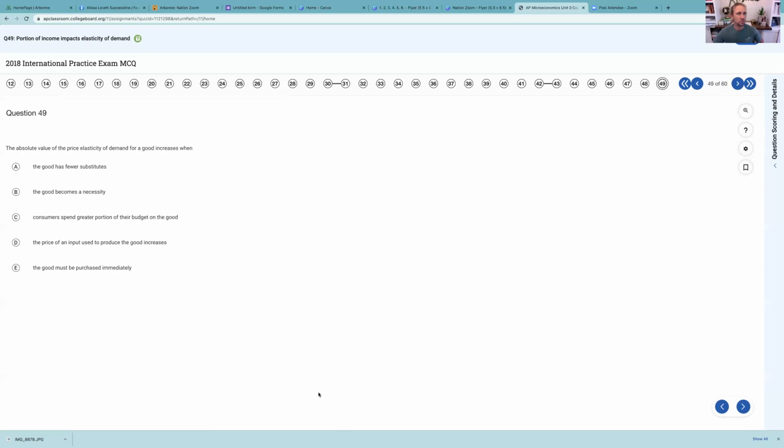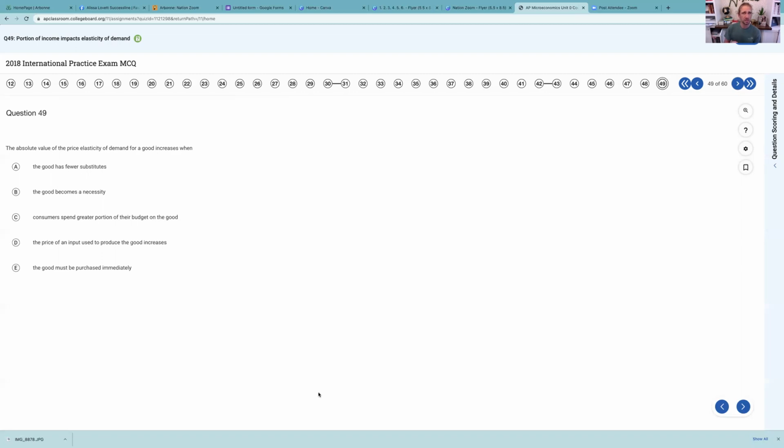49, the absolute value of the price elasticity of demand for a good increases when what? So elasticity, that's the coefficient test. With elasticity of demand, we always take absolute value because the way you calculate it is the percent change in the quantity demanded over the percent change in price. There's an inverse relationship between the change in quantity demanded and the change in price. Therefore, you're always going to get a negative when you do this. So we're going to take absolute value. The negative is not relevant with the elasticity of demand. That's the only reason it says that. Don't let that throw you.